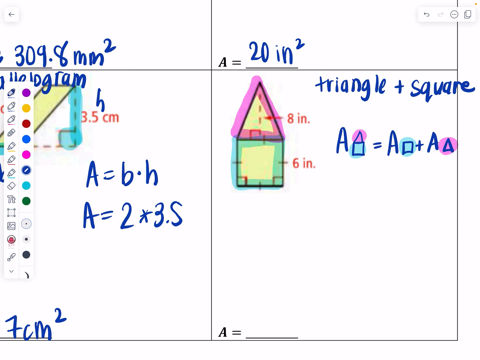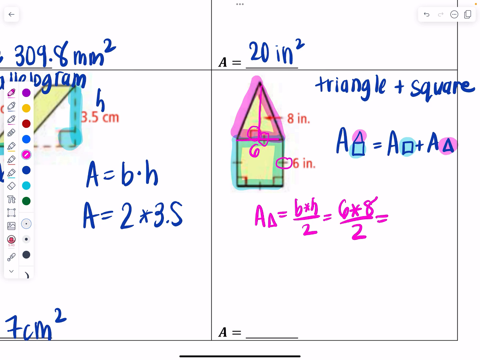So let's first just find our area of our triangle. How do we find the area of a triangle? Well, it's going to be base times height divided by 2. So what is my base? Well, the base of that triangle is a part of the square, and so since this is 6, this piece is also going to be 6. So that is going to be my base. It's going to be 6 times the corresponding height. It's in a right angle right here with the 8. So 6 times 8 divided by 2. That is going to give me 48, and 48 divided by 2 should give me 24. So what is my area of my triangle? It's going to be 24.